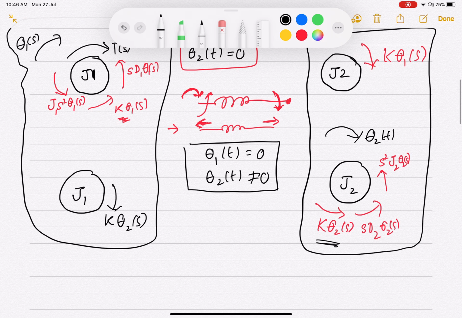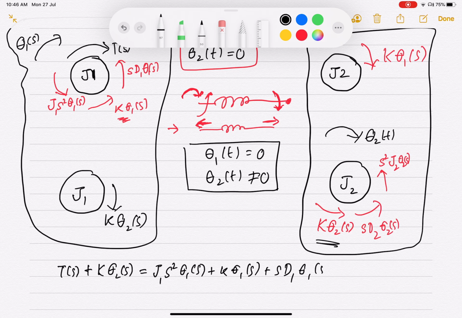If you look at the first figure, we can write down T(s) plus K theta 2(s) is equal to J1 s squared theta 1(s) plus K theta 1(s) plus s D1 theta 1(s). And what about the second? Basically, you would combine these two free body diagrams and make one, but because of the shortage of time, I'm not doing it. I'm just writing it directly from the two separately.